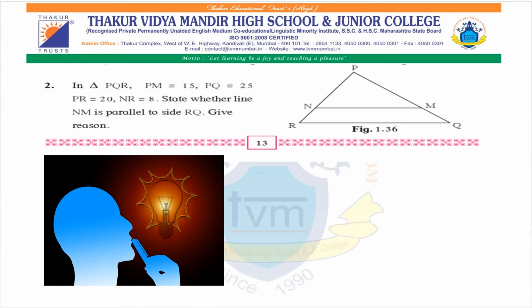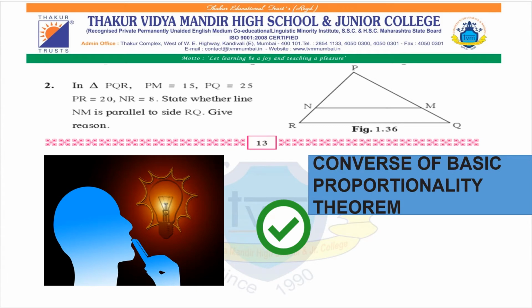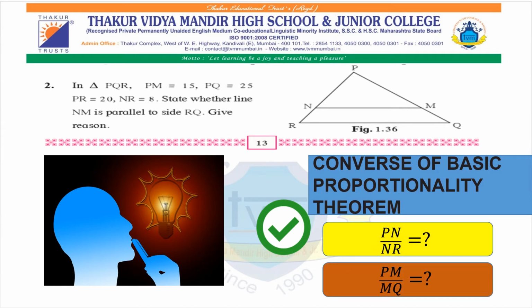how can we prove NM parallel to QR? Now here we'll be proving these two lines parallel by using one of the theorems which we have done before in this chapter. Yes, you are right. We'll be using converse of basic proportionality theorem. To use converse of basic proportionality theorem, we need to find out two ratios, that is PN upon NR and PM upon MQ. So let us first find out these ratios.